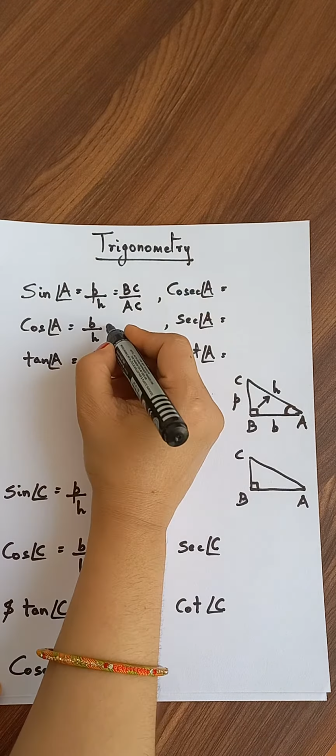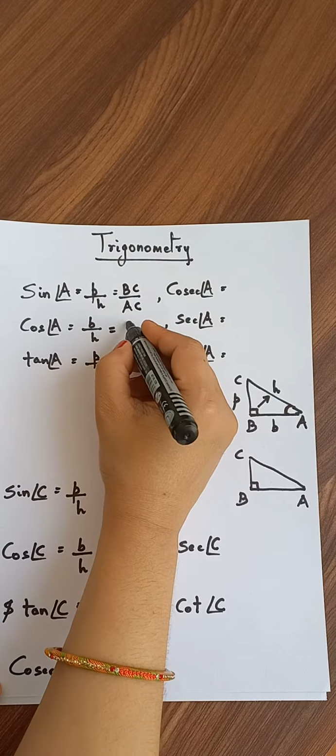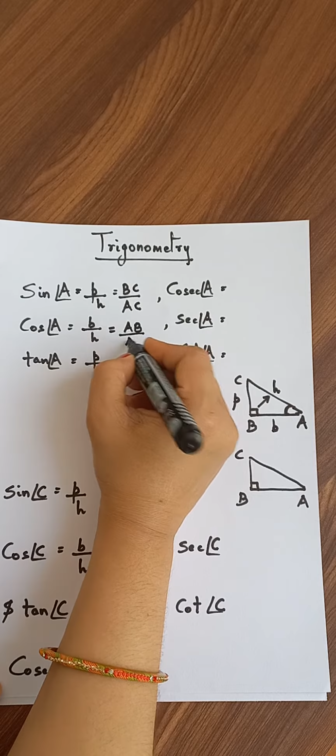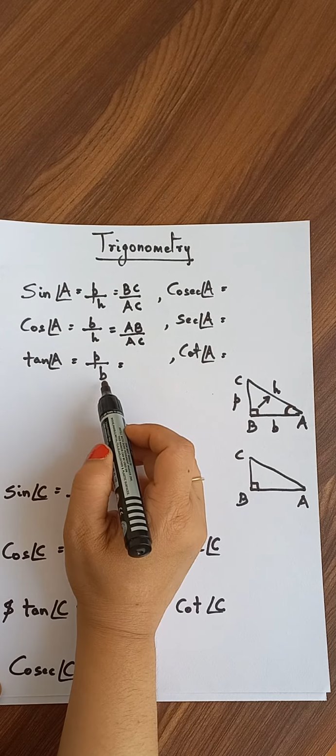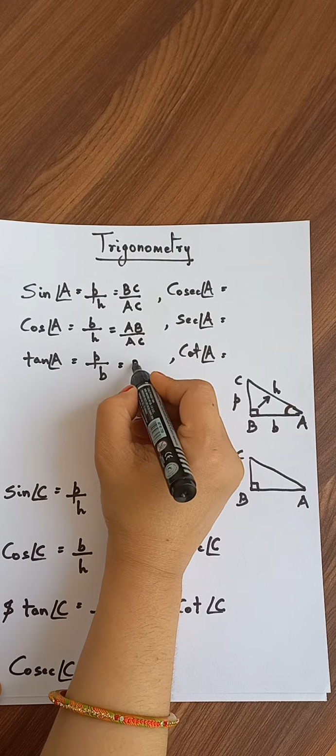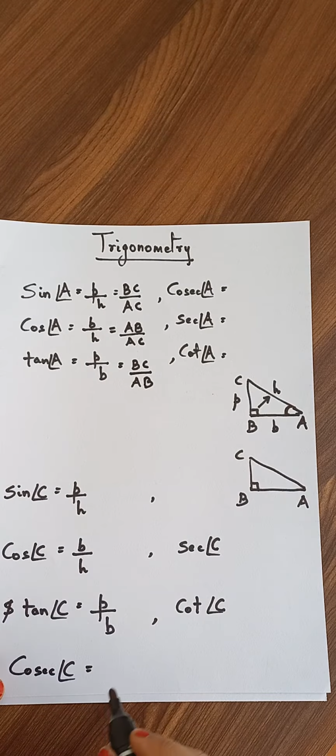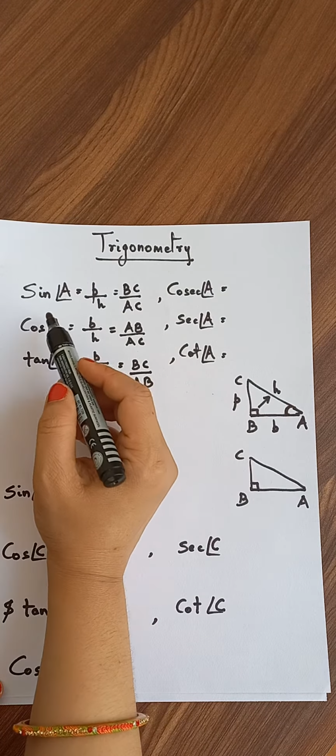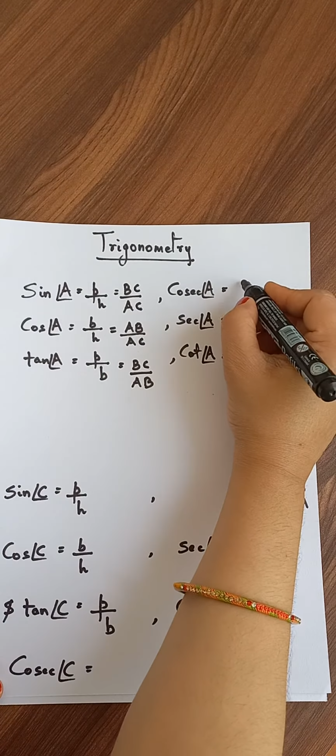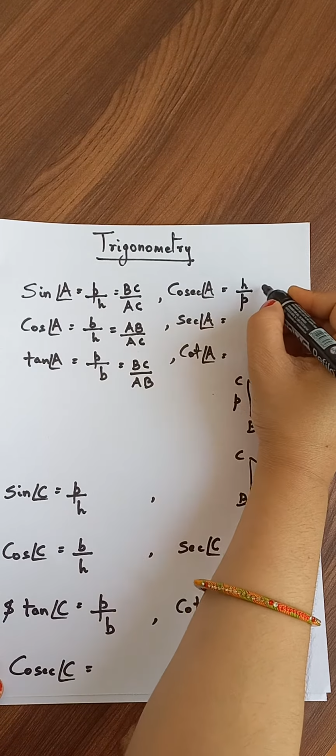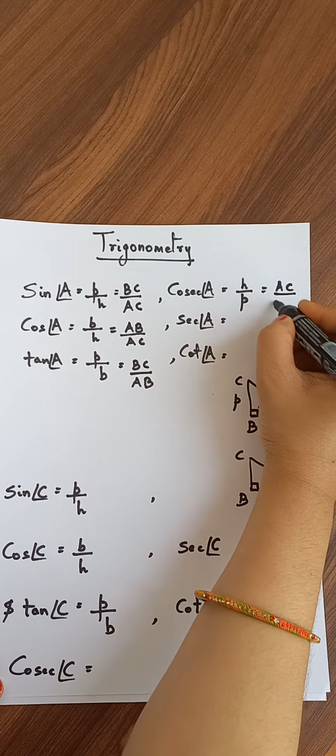Now if we talk about cos of A, it is the ratio of base and hypotenuse. So base will be AB and hypotenuse is AC. Similarly, if we talk about tan of angle A, it is the ratio of perpendicular and base. So perpendicular is BC and base is AB. Now I have already told you in the last class that cosec is the reciprocal function of sine. That means cosec will be h upon p, so its value will just reverse. So it will be AC upon BC.